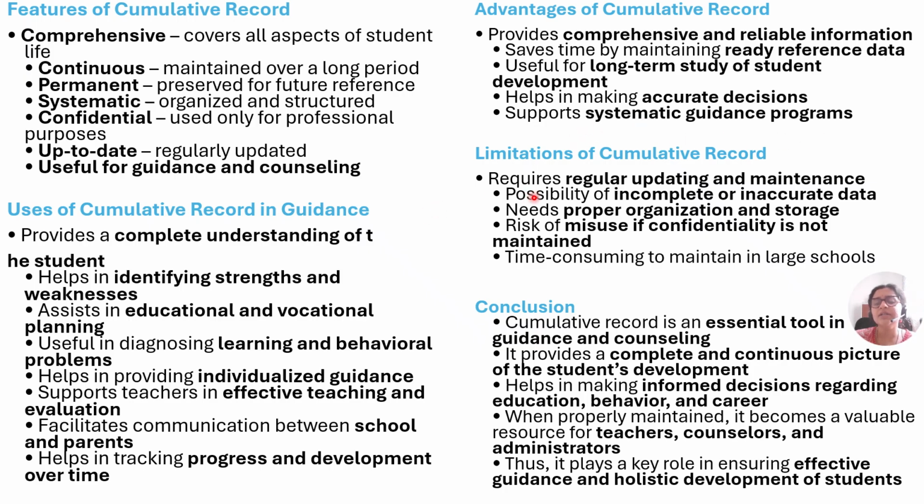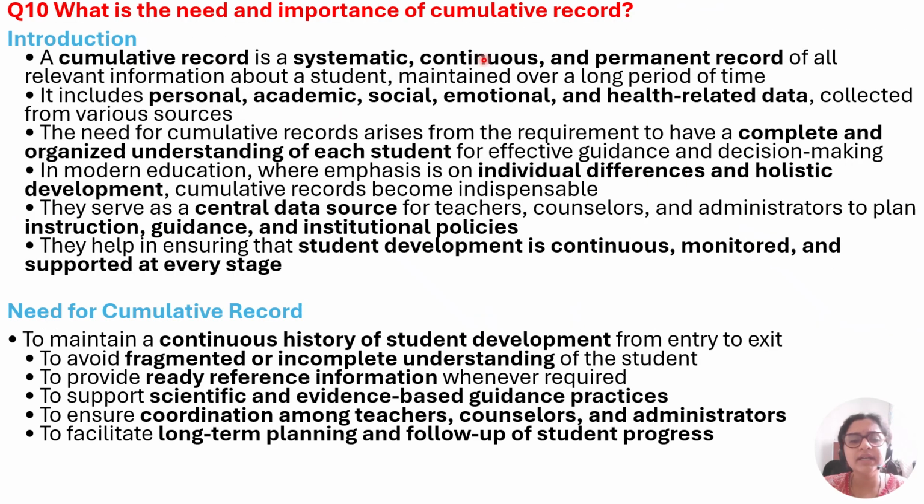What are the limitations? It requires regular updating and maintenance. It has a possibility of incomplete or inaccurate data. It needs proper organization and storage. There is a high risk of misuse if confidentiality is not maintained. So secrecy should be maintained. It is time consuming. What is the need and importance of cumulative record? So it is mainly used to maintain continuous history of the student development. It helps in avoiding fragmented or incomplete understanding.